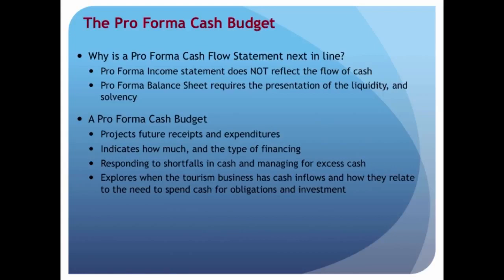In general, the pro forma cash budget explores when the tourism business has cash inflows and how they relate to the need to spend cash for obligations and investments. In what areas might the business be able to improve cash flow? For example, through more effective collections on accounts receivable. If the business is able to speed up collections on accounts receivable by 25% per week, what does that do for the liquidity of the business and its ability to meet financial and legal obligations from day to day, as well as engage in short-term investments when excess cash is not necessary?